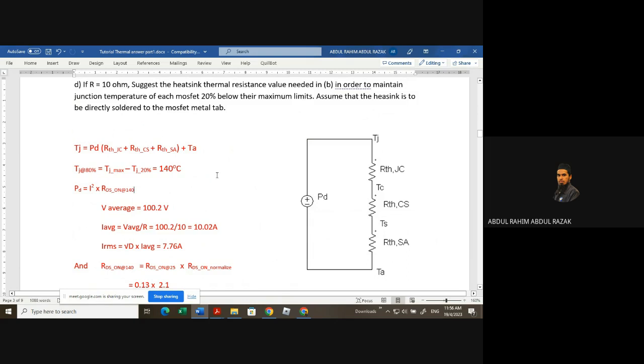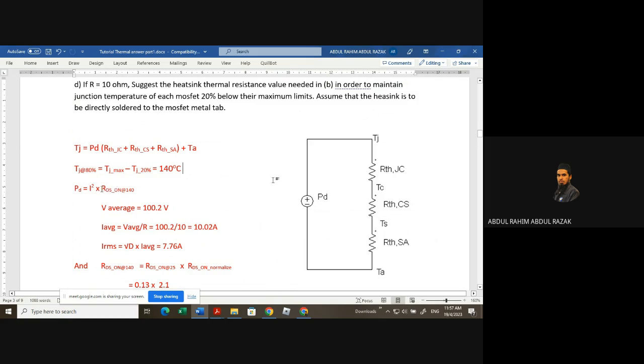Okay, now if we are operating 20% below the maximum limit, it means the temperature is no more at the maximum limit. The maximum limit just now was 175. So TJ max minus 20% means 175 minus 175 times 0.2, and we get 140°C. This is the limit, or the operating temperature, that you have to consider for your current design. Then PD is equal to I square RDS on.